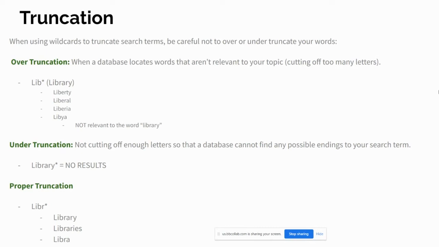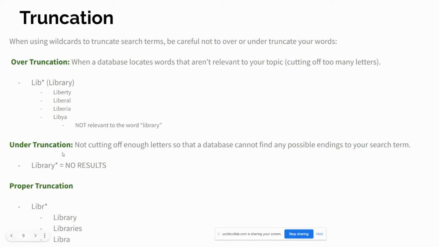So one example we have of over truncation is having the phrase LIB with an asterisk next to it. And let's say you're searching for things related to a library. Having LIB with an asterisk is not really going to help you. You're almost over truncating because it can find words like these below, pretty much anything that begins with LIB. So it could find things related to liberty, liberal, Liberia, and Libya, and I'm sure there's others as well. But these words are not relevant to the word library most of the time. So you may need to add a couple more letters to your search term and then add that asterisk.